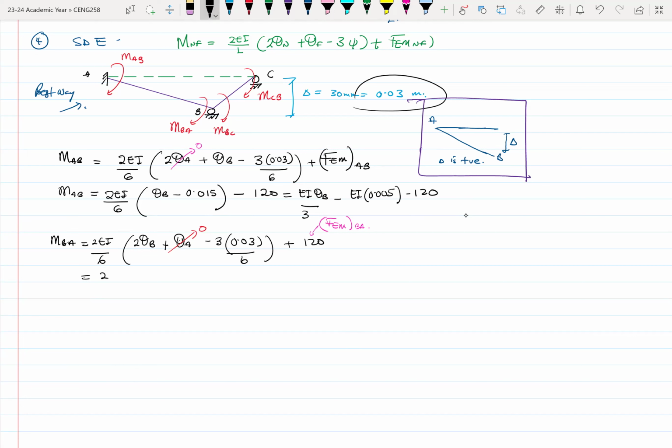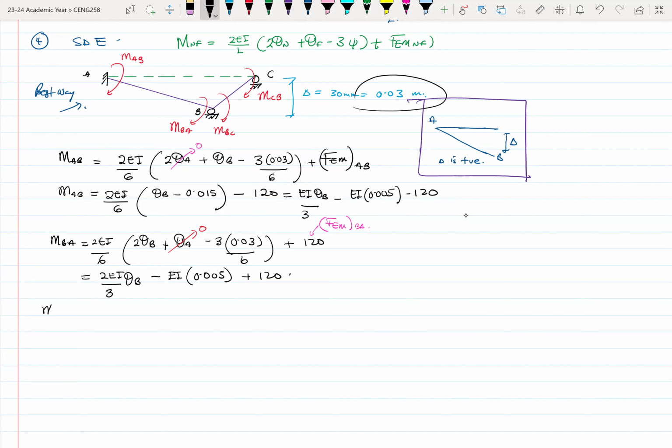So we get 2EI over 3 theta B minus, then we have all of this interesting thing, right? So it becomes EI, to brackets, the same thing, I believe. Nothing changes over here, so it becomes minus 0.005 plus 120. Okay, so the major challenge is writing these equations. But again, that is simplified because we have the general term and then we just plug things in there and then we go ahead.